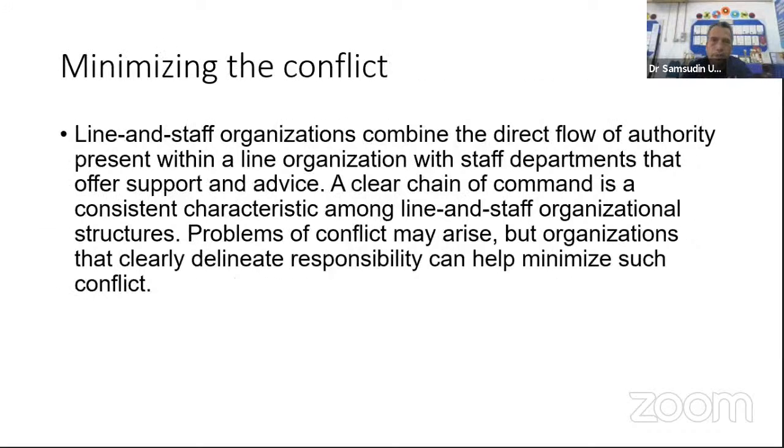Next, another slide about how to minimize the conflict. Line and staff organization combine the direct flow of authority present within a line organization with staff departments that offer support and advice. So the staff departments have to know their role to give counsel, advice, and support to this line authority, with a clear chain of command, a consistent characteristic among line and staff organization structures. The problem of conflict may arise, but organizations that clearly delineate the responsibility can minimize it.